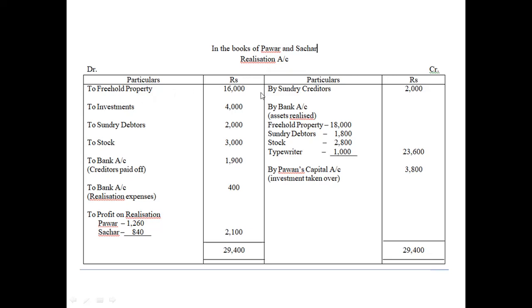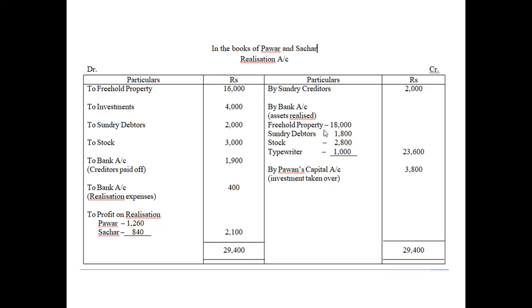Freehold property 16,000, investments 4,000, sundry debtors 2,000, stock 3,000 from the balance sheet. So extract these four items first. Now move towards the liabilities column. In the liabilities column, we have capital accounts, which do not appear here. Then sundry creditors amounting to rupees 2,000. The balance of profit and loss will not appear in the realization account because it goes to the credit side of the partners' capital account.